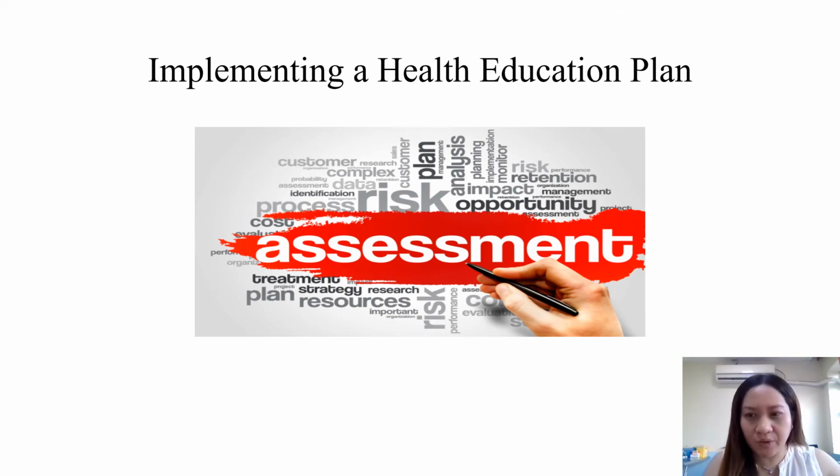We are now in part two of our discussion. In part one, we identified the different specific age groups and how to design a health education program for them based on the characteristics and development of each age population. At this point, we will be discussing how to implement the plans that we have created.